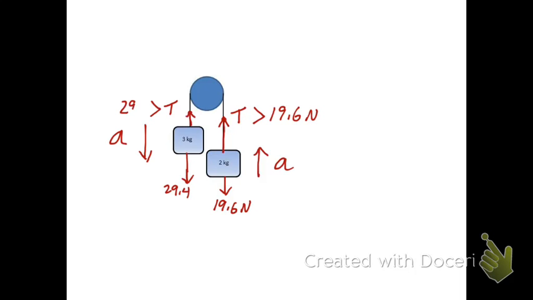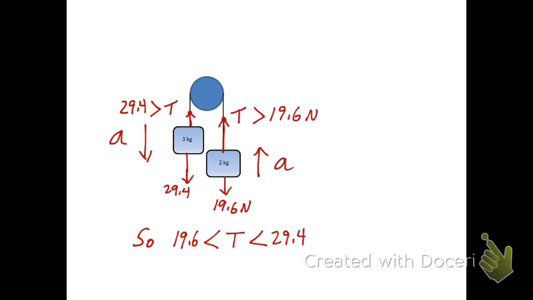Let's look at this block. Its weight is 29.4. There's no way it can accelerate downward if the tension is 29.4. The tension must be less in order for the 3 kilogram block to accelerate downwards. So we know that in order for the blocks to accelerate up and down, my force of tension has to be somewhere between these two values.